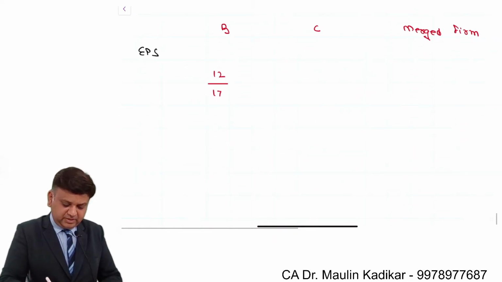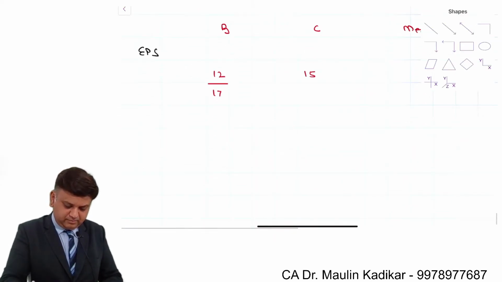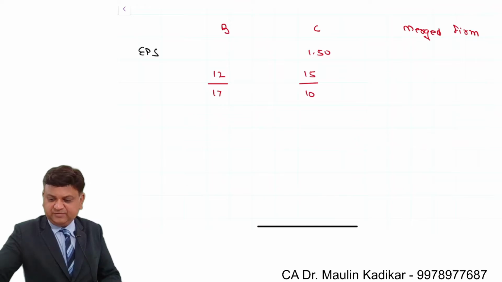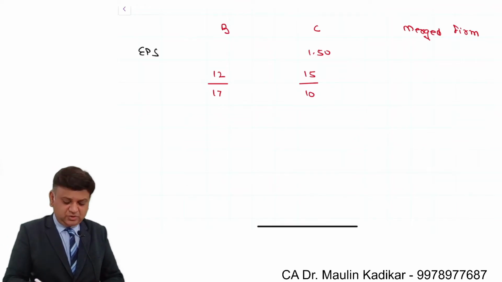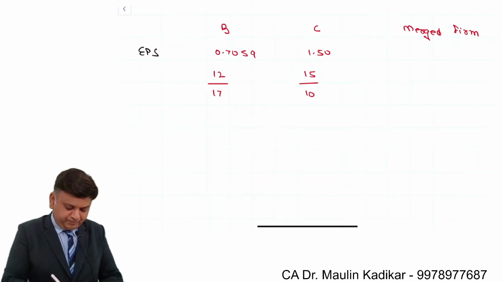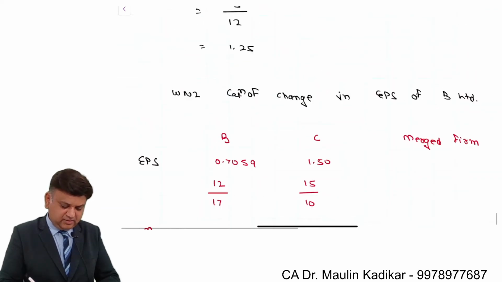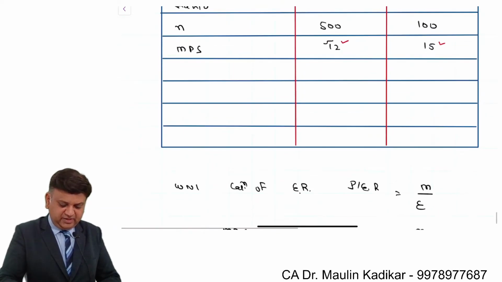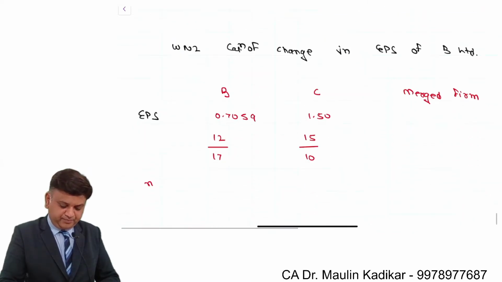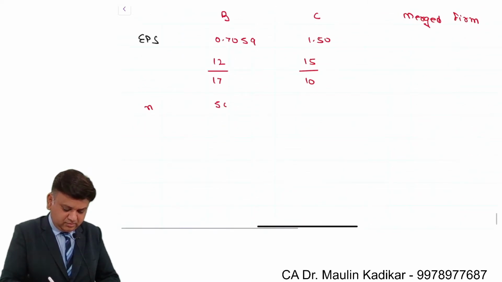So it is 15 upon 10. This is 1 rupee 50 paise. Use your calculator. 12 upon 17, 0.7059. Number of equity shares. As far as B Limited is concerned, the number of equity shares is 500, and for C Limited it is 100. So this is 500, this is 100.